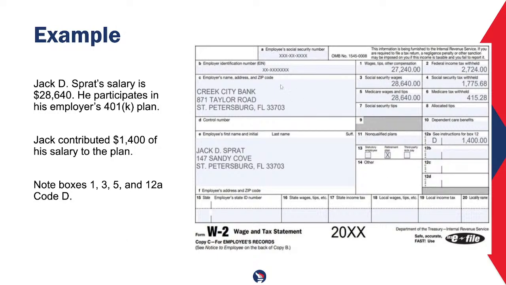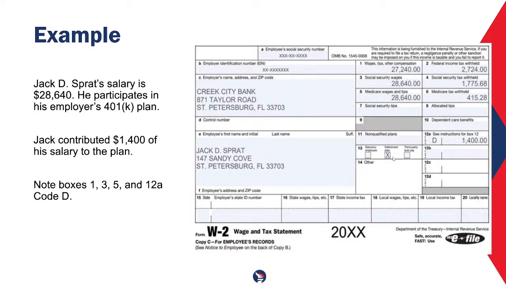So here's an example of that going on. This is a legitimate one. Jack Spratt made $28,640. He participates in a 401k. He put in $1,400 of his salary. So we can see that box 1 is different than 3 and 5, and the difference between box 1 and boxes 3 and 5 is this $1,400. And we also have this box 13 checked for the retirement plan.